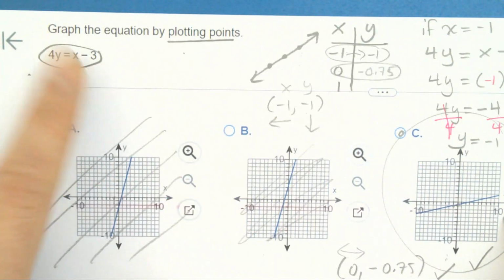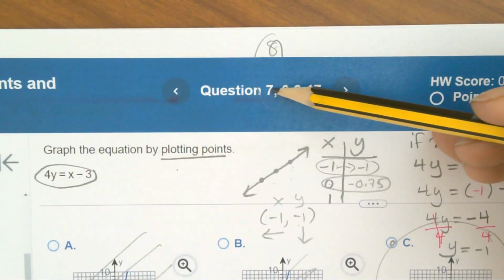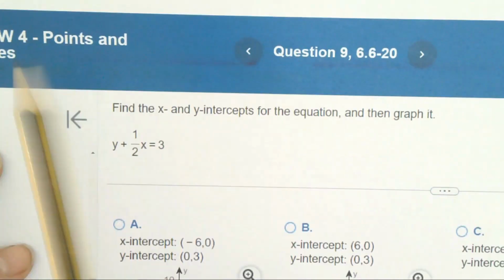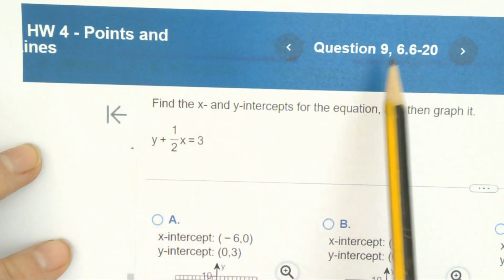Okay. Now let's go to question 9. So questions 7 and 8 are exactly the same. You can see this is question 7. So now we're going to do question 9. So here we're in homework 4, question 9. And question 9 and 10 are the same.